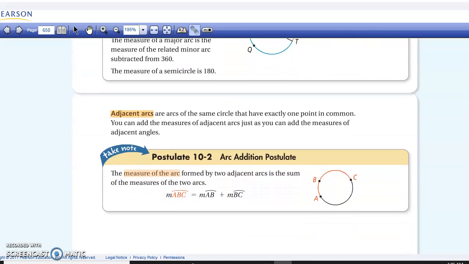Here we have adjacent arcs. Adjacent arcs are arcs of a circle that have exactly one point in common. You can add those measures. For example, the measure of arc ABC is the total of the measure of arc AB plus arc BC. Okay, we add this plus this, we get all the distance around.